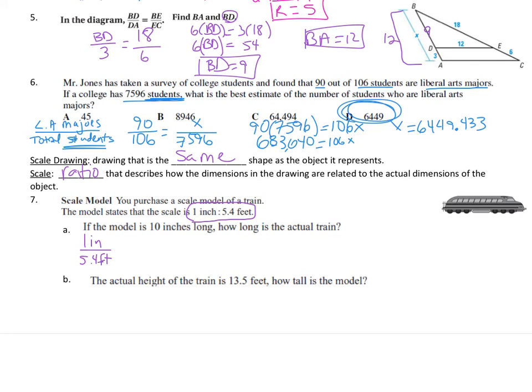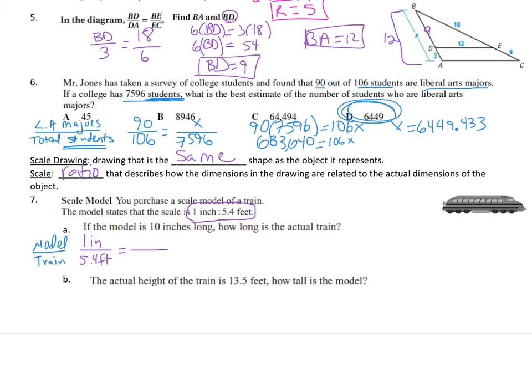And just like we did up here with the liberal arts majors and the total students, we need to label where those numbers came from. So 1 inch comes from the model itself. The 5.4 comes from the actual train. Next, they're going to give us a value of one of the top or the bottom, so either a model number or a train number, and we need to find the remainder.